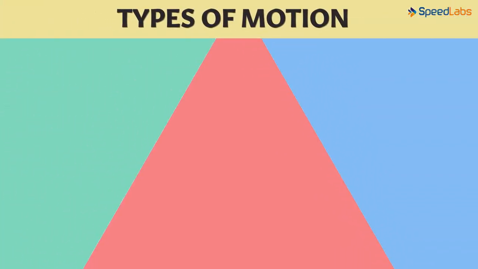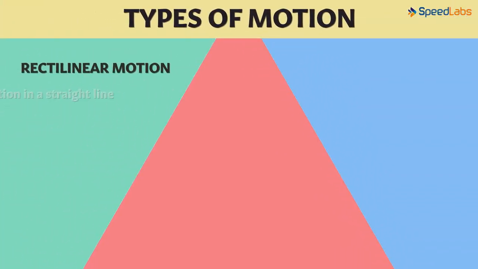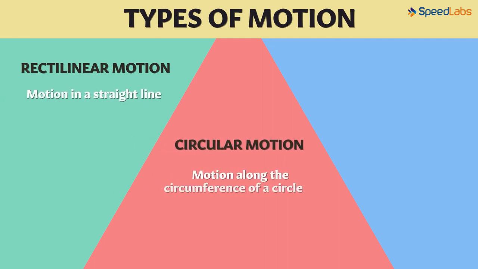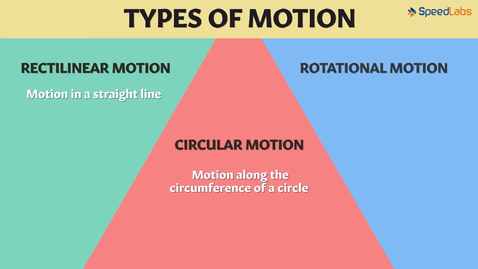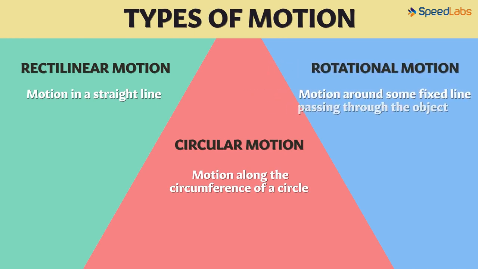In our previous videos, we studied three types of motion: rectilinear motion, that is the motion in a straight line; circular motion, which is a motion along the circumference of a circle; and rotational motion, which is the motion around some fixed line which passes through the object.